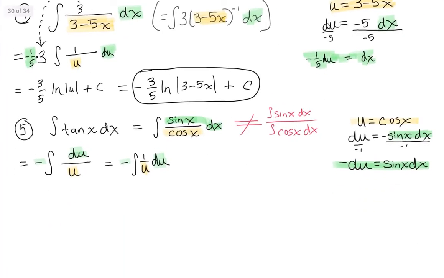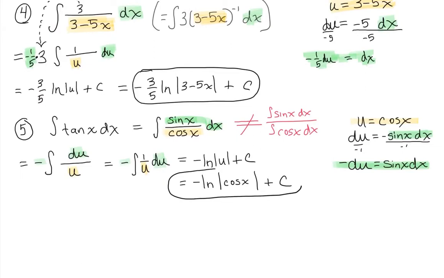All right, so now we're in business. We know how to take this integral. So this is negative natural log of the absolute value of u plus c. But then, of course, in our final step, we replace u with cosine of x. And so here is my final result.